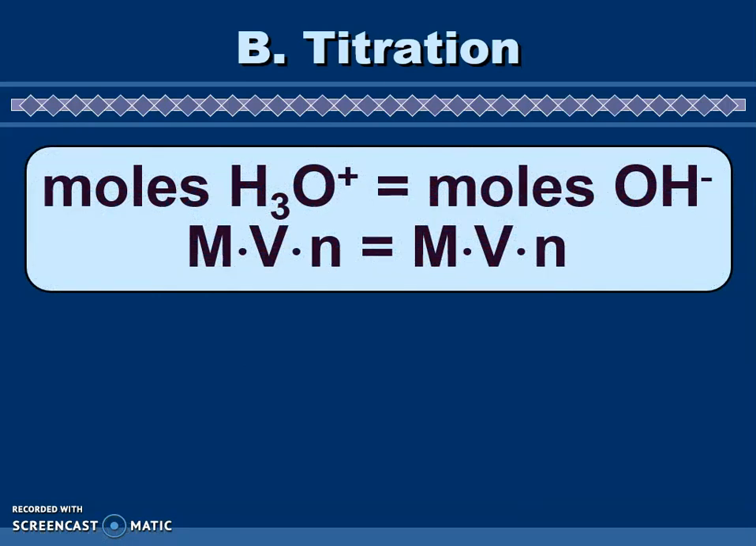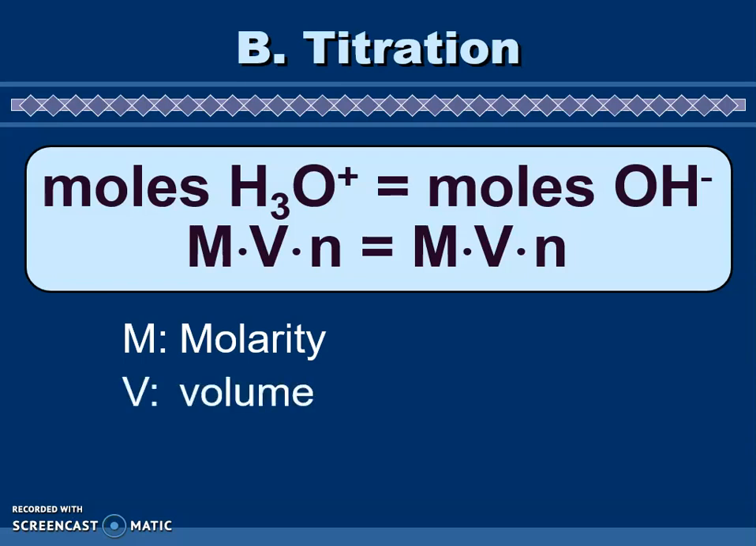Here is your equation for doing a titration calculation. At the end point, your moles of hydronium ions will be equal to your moles of hydroxide ions. And our equation here is MVN equals MVN. The M here, that's a capital M, so that's going to stand for your molarity. So we've been practicing with molarity recently. Your V is going to stand for your volume.